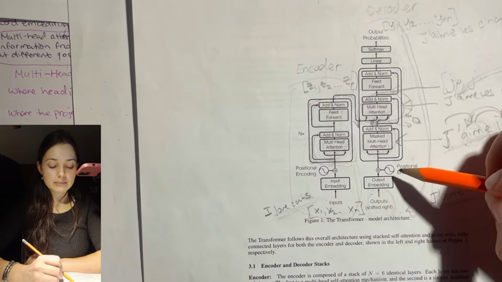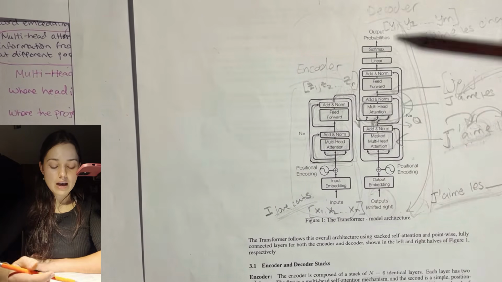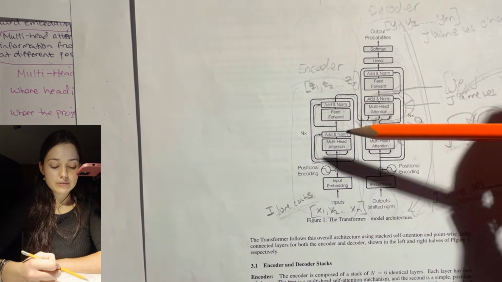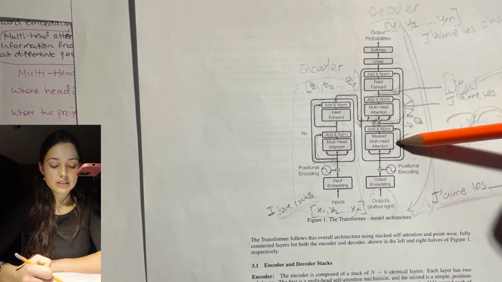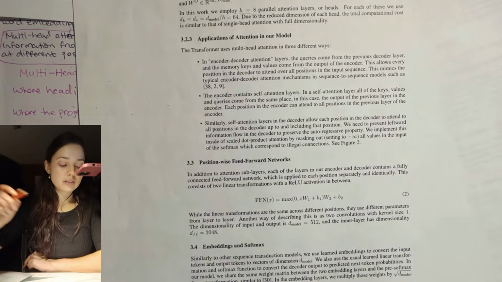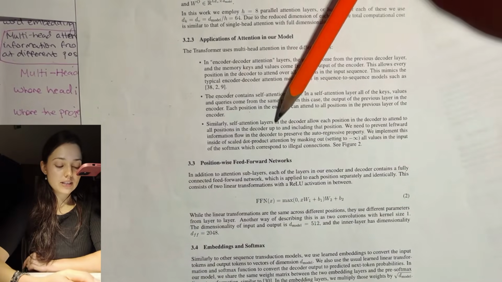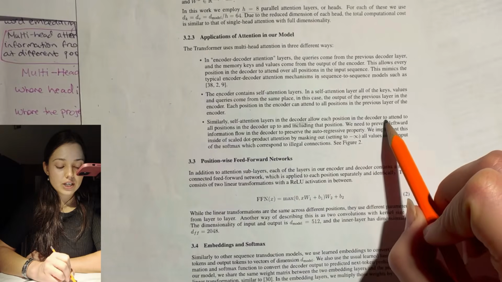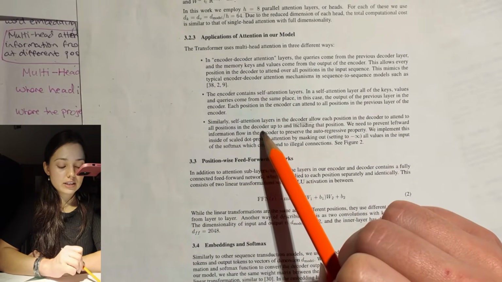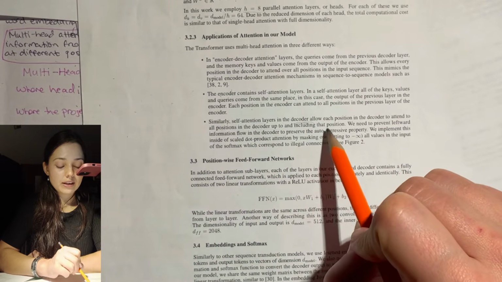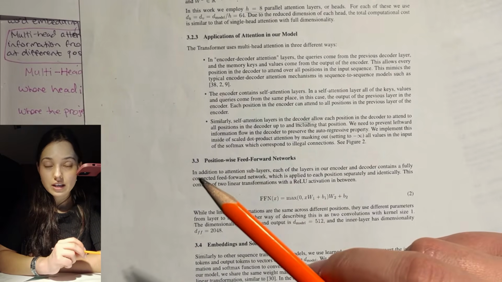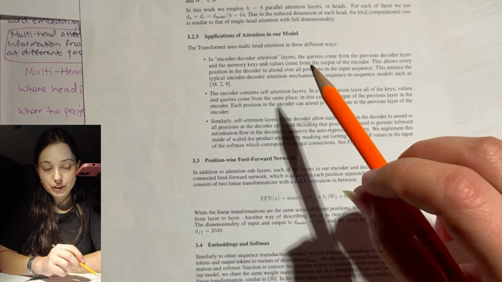So the attention mechanism in the decoder is right here. It's the masked self-attention. The only difference between the one that we just read in the encoder versus the decoder is that this one is masked. It says, similarly, self-attention layers in the decoder allow each position in the decoder to attend to all positions in the encoder up to and including that position, aka it's masked. Only the words before it can affect the value of the current word.